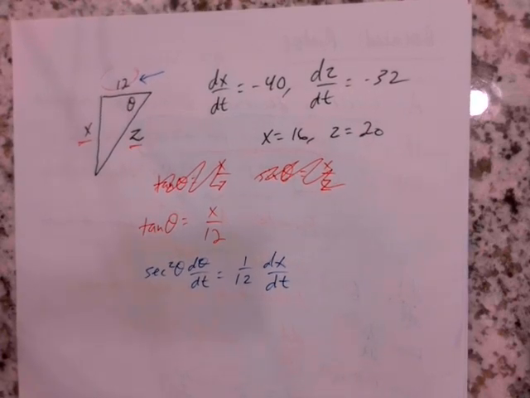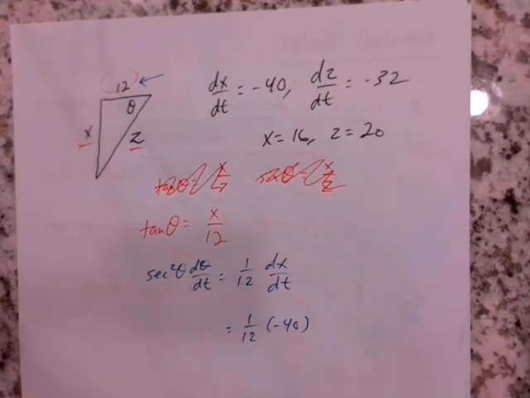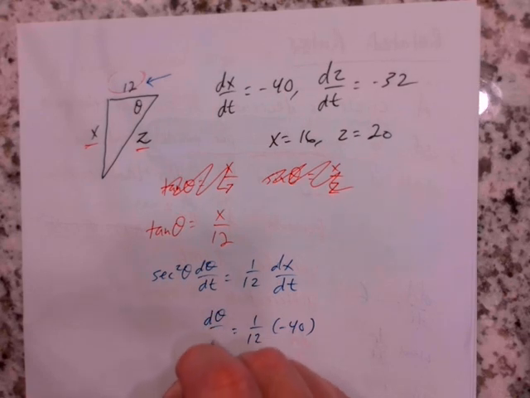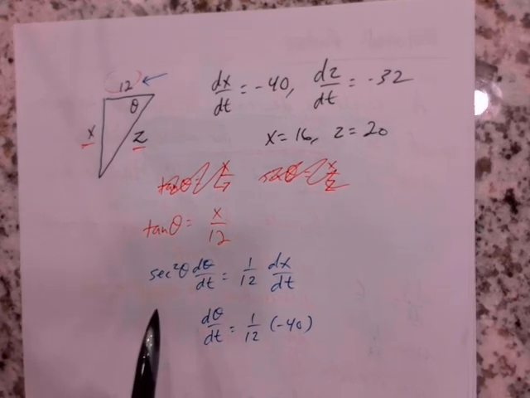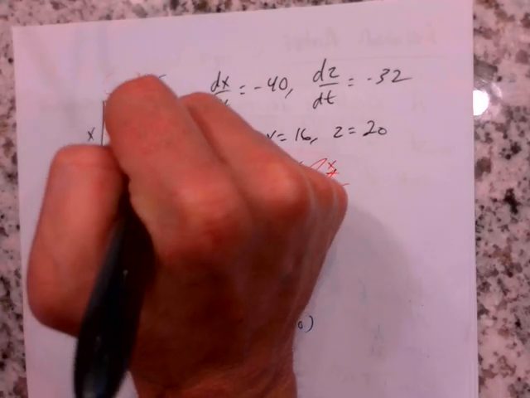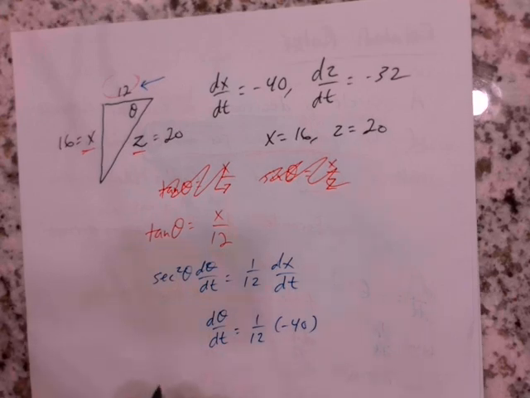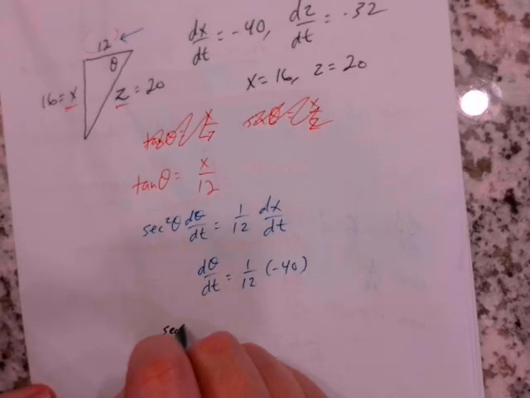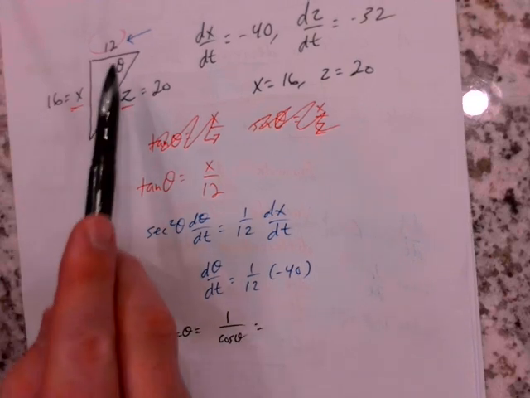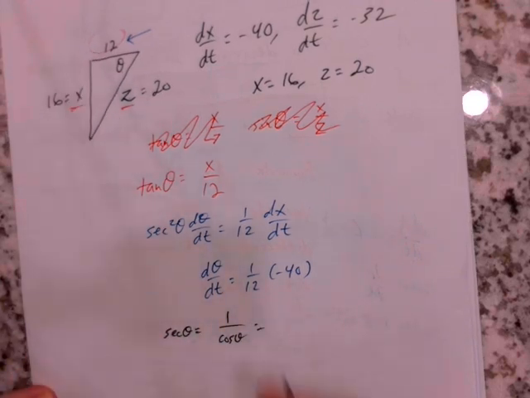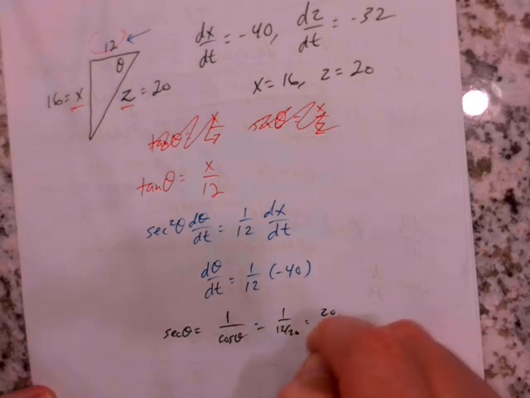And then we just plug in our values. Now, dx dt we know. We got that from our previous problem, negative 40. d theta dt is the unknown value. For secant of theta, we don't know what the angle theta is, but that's okay, because we know that at this moment in time, z is 20 and x is 16. And we know that secant is just the reciprocal of cosine. And so cosine is 12/20ths, which means secant is 20 over 12.